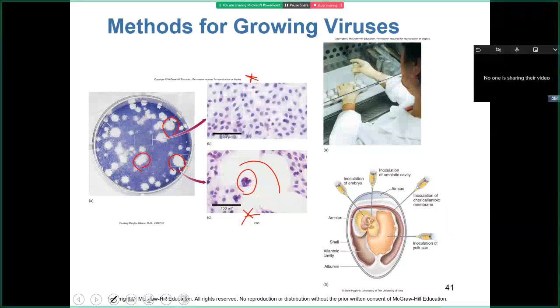This particular virus does that. Other viruses might do something else. They may not cause destruction of cells, they may not make plaques, but they could cause the cells to take on a new appearance or the nuclei to take on a new appearance. So that's tissue culture, right? That's using tissue culture for the purpose of studying virus infection.